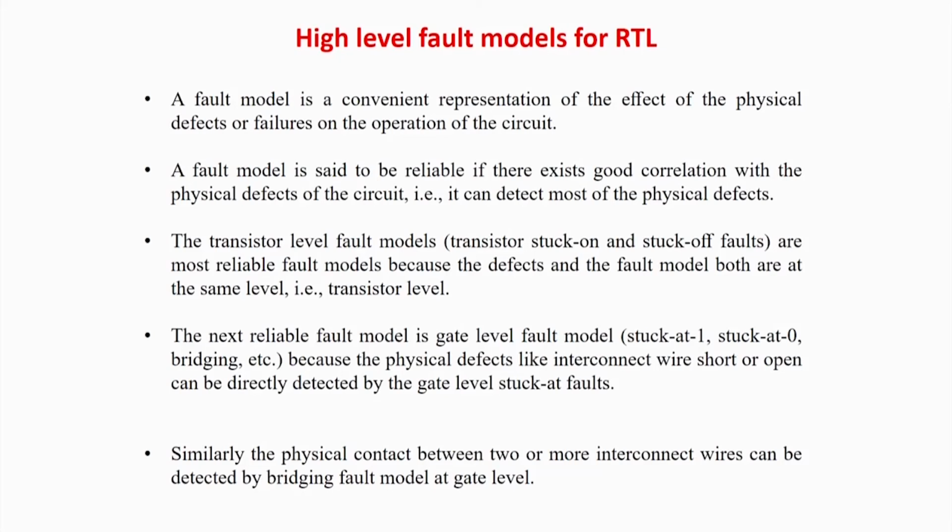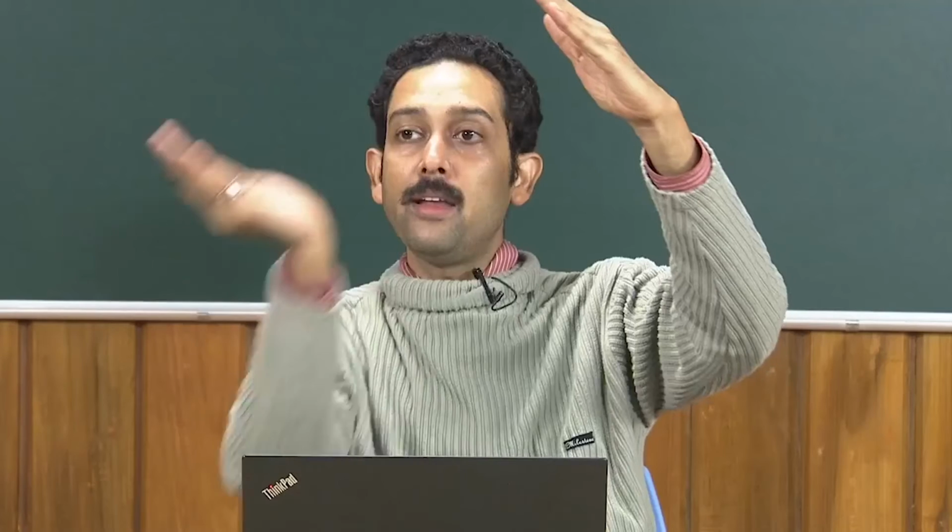As we all know, a fault model is a convenient representation of physical defects or failures in the operation of the circuit. Here the circuit is at the RTL level and the physical level is a transistor. There is a lot of gap in the levels from the transistor level to the RTL level. Initially it was very good, between the gate level and the transistor level there was a good correlation, but now the gap has increased very much. Therefore, making the correlation from the transistor level to the RTL level is very difficult.